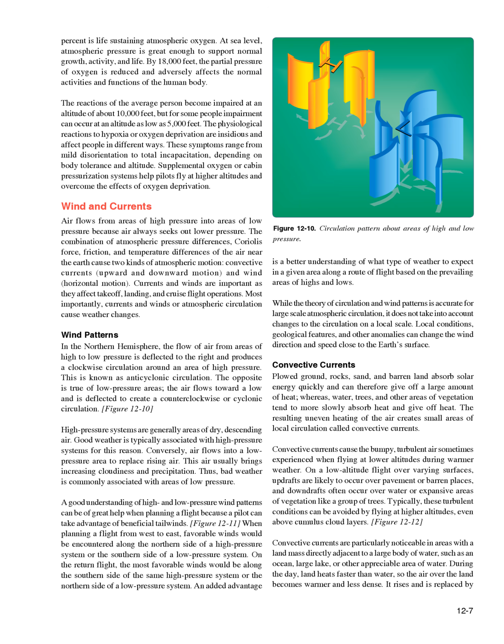A good understanding of high and low pressure wind patterns can be of great help when planning a flight because a pilot can take advantage of beneficial tailwinds. Figure 12.11. When planning a flight from west to east, favorable winds would be encountered along the northern side of a high pressure system or the southern side of a low pressure system. On the return flight, the most favorable winds would be along the southern side of the same high pressure system or the northern side of a low pressure system. An added advantage is a better understanding of what type of weather to expect in a given area along a route of flight based on the prevailing areas of highs and lows.